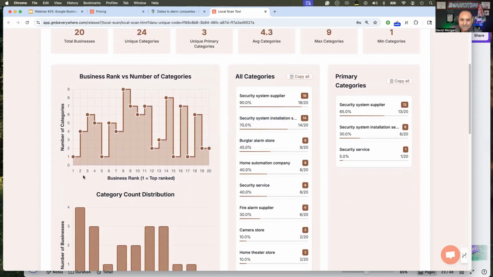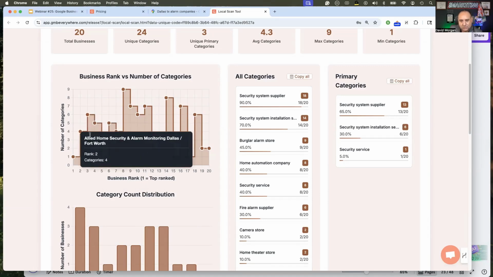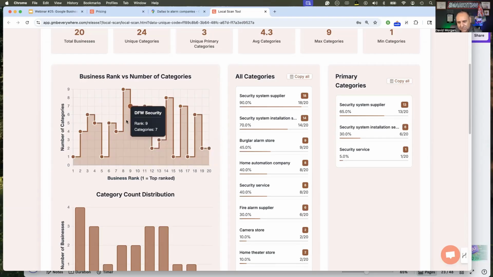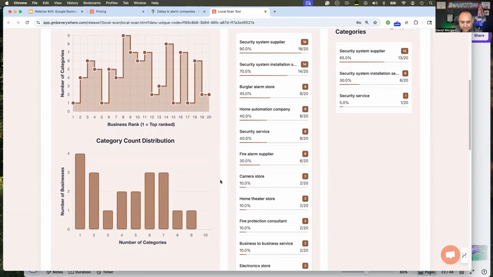So let's look at who's ranking number 1. Number 1, Dallas Security, is literally just one category, and I suspect they probably are going to be security system supplier, but the lion's share of these have multiple. Number 2 is using 4, number 3 is using 6, and so on and so forth. Number 9 is using 7. So this is interesting, if that makes sense.